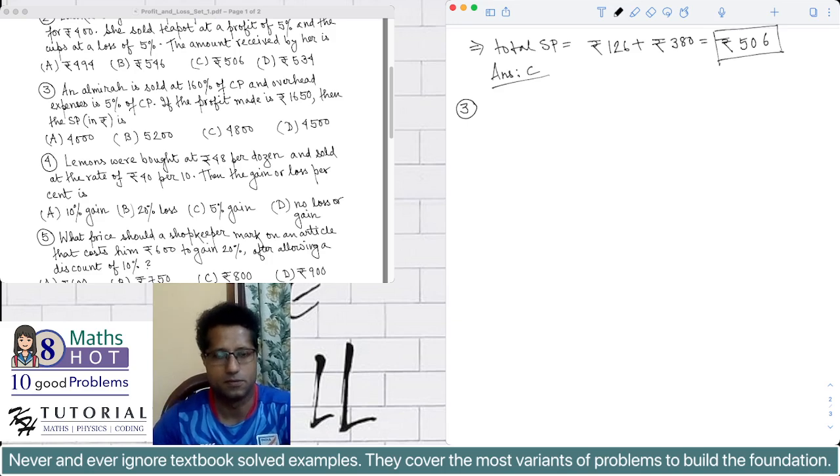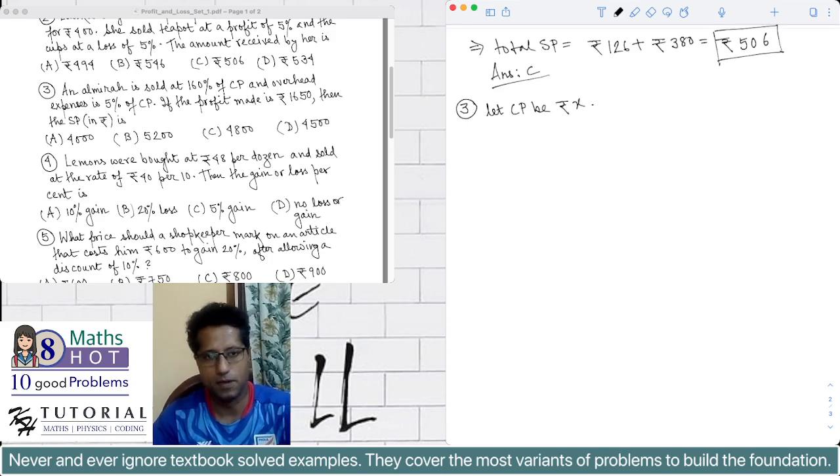Then selling price is, if the profit made is rupees 1650. Okay, so let's start. Since everything is given in terms of CP, let's assume the CP to be some unknown variable. Let CP be rupees X.